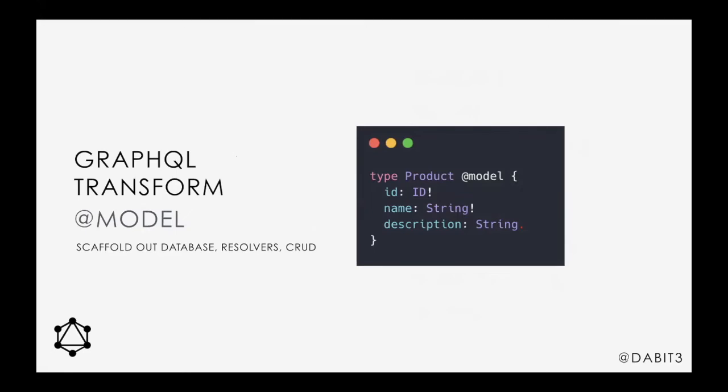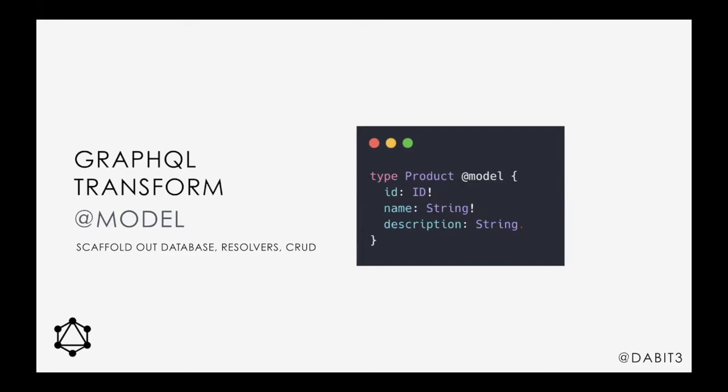So @model is the first one I'll talk about. @model is a directive that you can add to any type that will allow you to then build out your database via DynamoDB, with all of the CRUD and list operations that you would need for this type. So for instance, for a product, you might have create, read, update, delete, and list products. You would also have your subscriptions for real-time updates, so we would also create onCreateProduct, onUpdate, and onDeleteProduct. All those CRUD operations are generated using @model, but we also create the resolvers that map between DynamoDB and all of those operations.